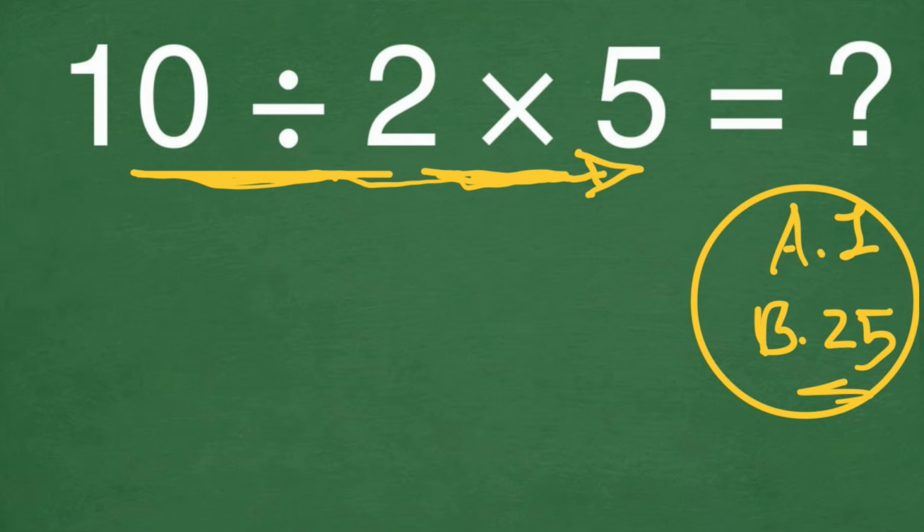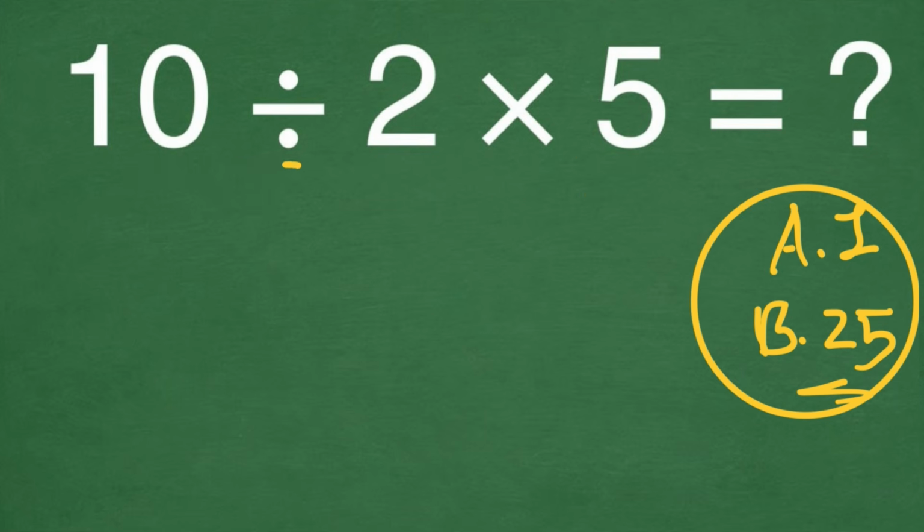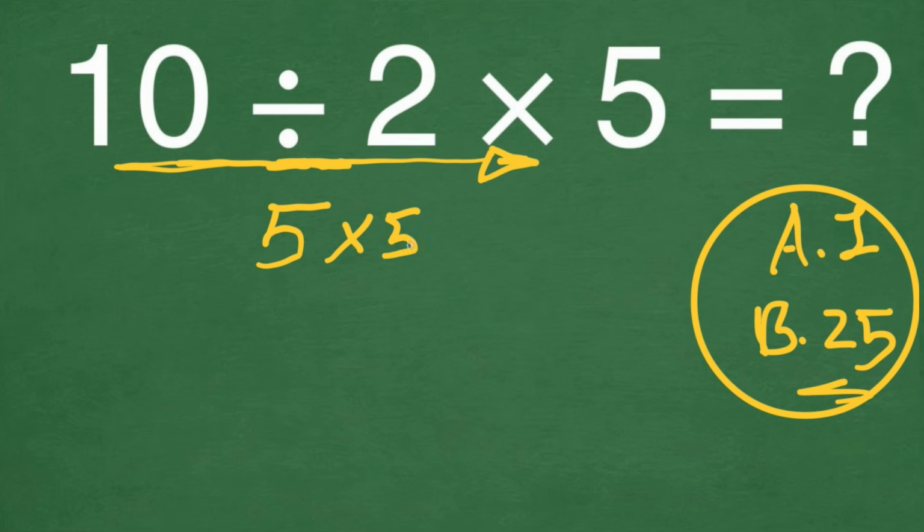So let's go back to our original problem. So 10 divided by 2 times 5 is our problem. So here we have division and multiplication. Which one should we do first when they are on the same priority? We solve them whichever comes first, from left to right. So here, the division comes first. So 10 divided by 2 is simply 5. And 5 times 5 is going to be the next step, which gives us 25.